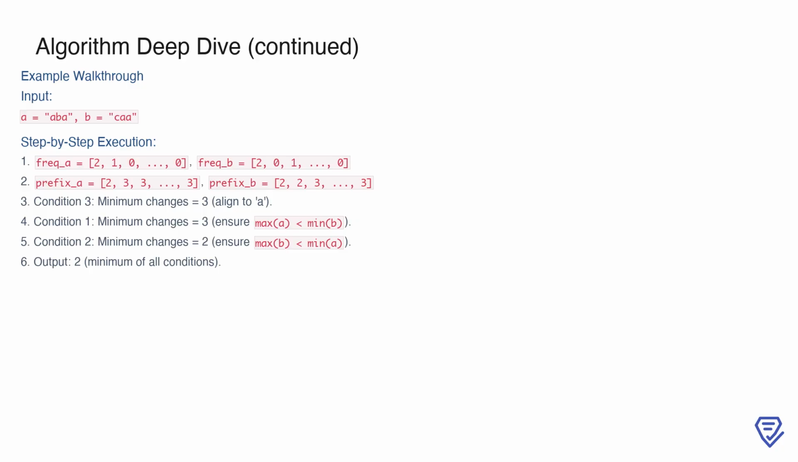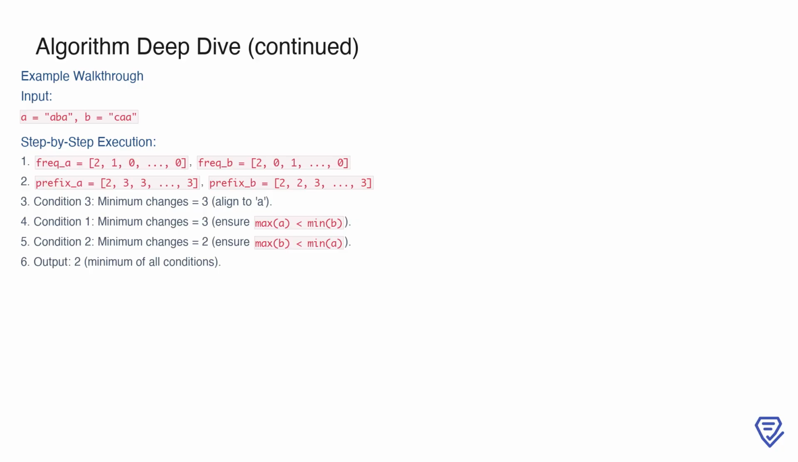For condition 3, where both strings are transformed into the same string, the minimum changes required are 3, aligning both strings to A. For condition 1, ensuring max(A) < min(B), the minimum changes required are also 3. For condition 2, ensuring max(B) < min(A), the minimum changes required are 2. Comparing these results, the overall minimum is 2. Thus, the output for this example is 2, as it represents the fewest changes needed to satisfy one of the three conditions.